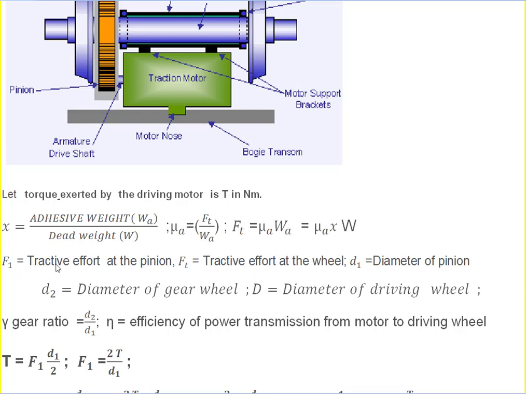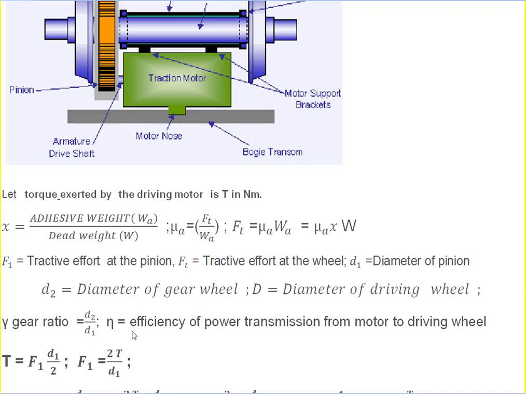let F1 be the tractive effort at the pinion. So we have seen what is pinion. And similarly, Ft is the tractive effort at the wheel, that is the road wheel. And D1 is the diameter of the pinion and D2 is the diameter of the gear wheel and capital D is the diameter of the driving wheel, which I have explained before. So gear ratio, which I also told, is equal to D2 by D1, where D2 is nothing but the diameter of the gear wheel, whereas D1 is the diameter of the pinion.